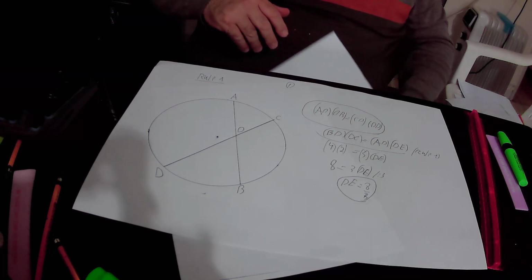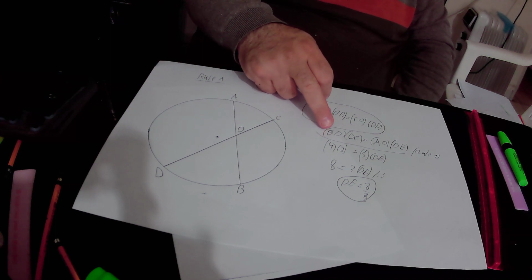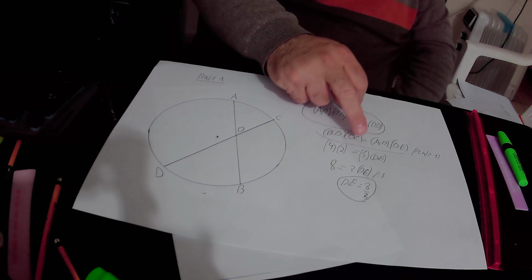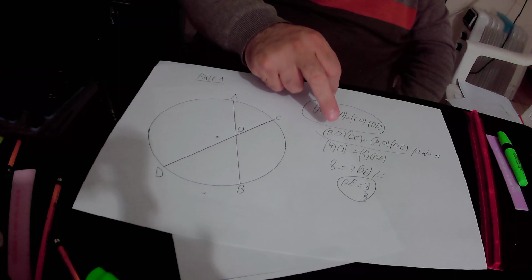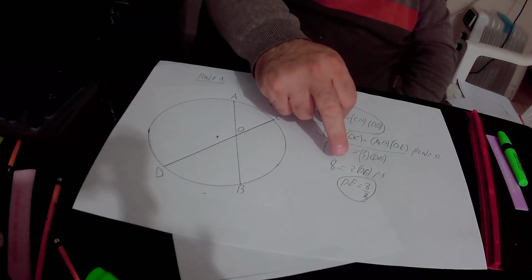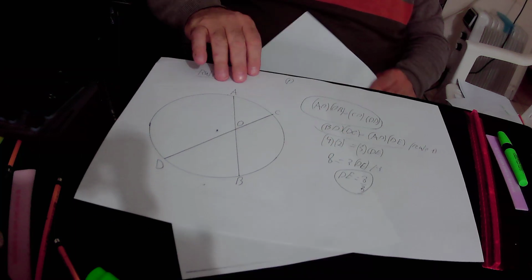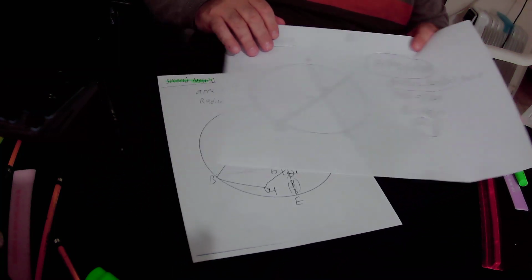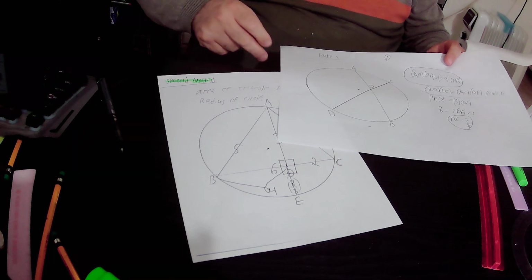BD is 4, DC is 2, AD is 3, and DE is the missing number. So 4 times 2 is 8, so 8 equals 3 times DE. We divided this equation by 3 and found out that DE equals 8 over 3 units.